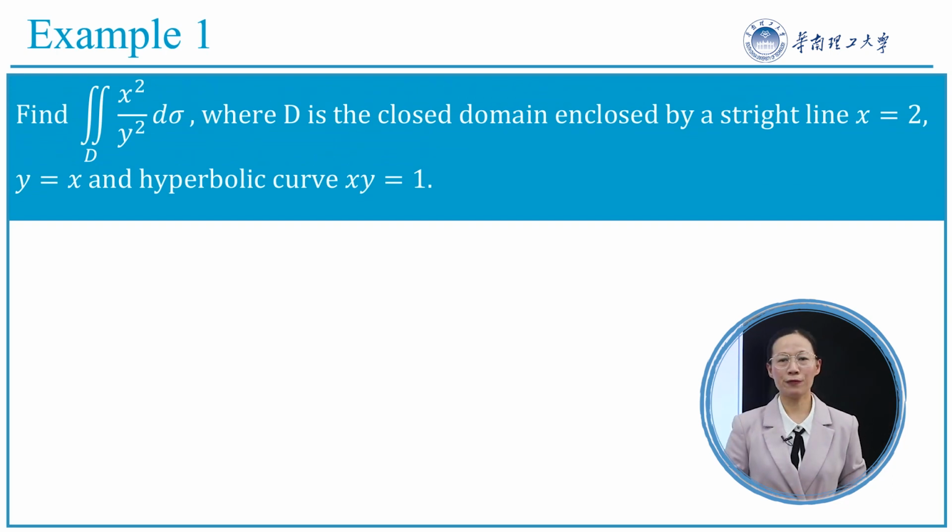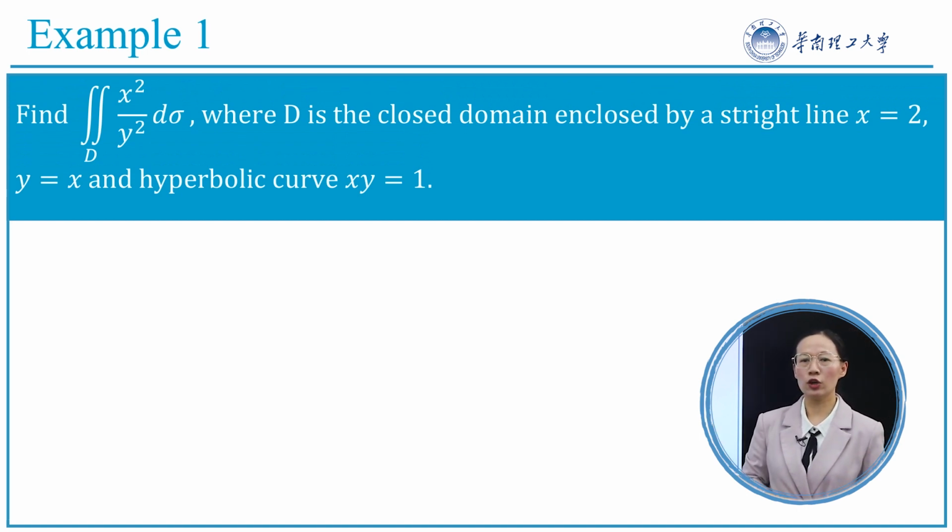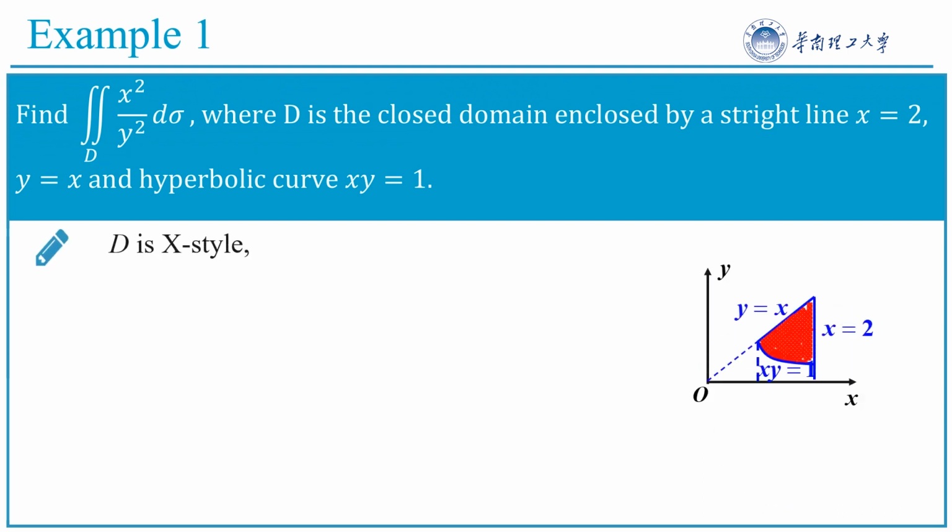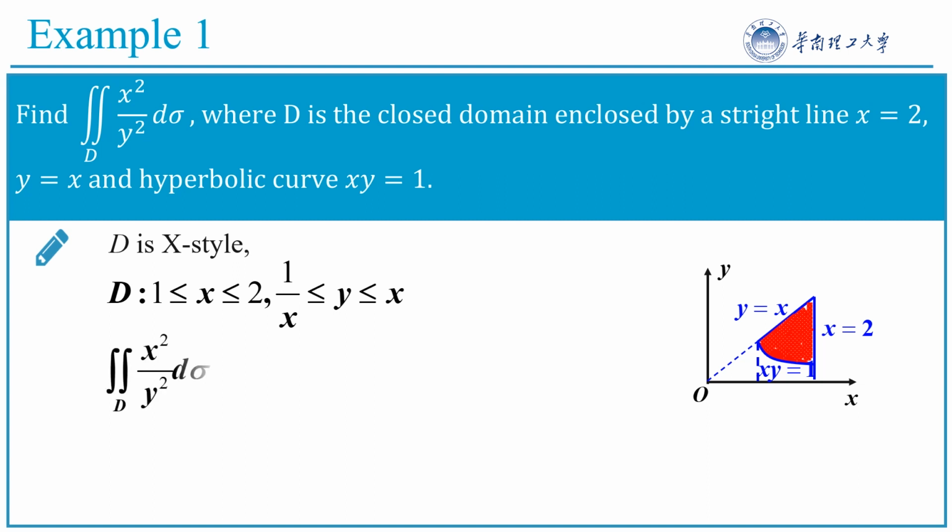Example 1. Please find the double integral of x squared over y squared on the region D, where D is the closed domain enclosed by the straight lines x equals 2 and y equals x, and the hyperbolic curve xy equals 1. According to the right picture of D, D is an X-style region. x is from 1 to 2 and y is from 1 over x to x. The double integral can be converted into an iterated integral.